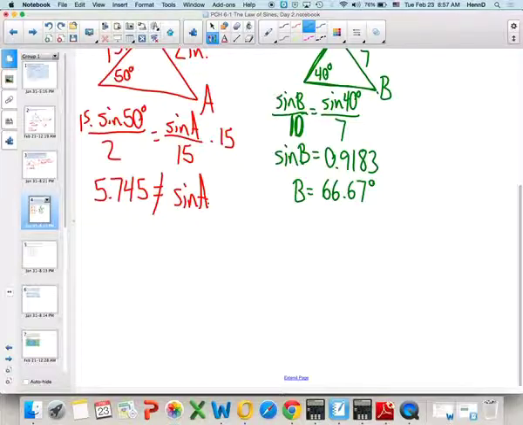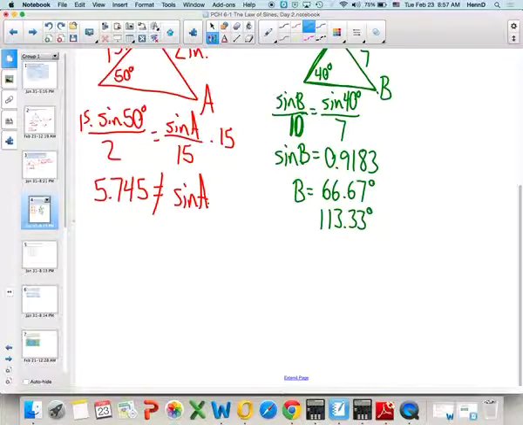Alright, so 66.67. Now, question, is that the only thing that angle B could equal? No, there's another point. That's just the reference angle. Okay, there's two possibilities here, right? If that's my reference angle, what would the other angle be? 113.33. Okay?